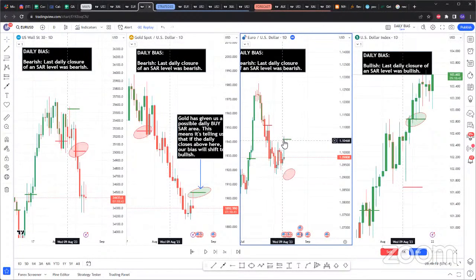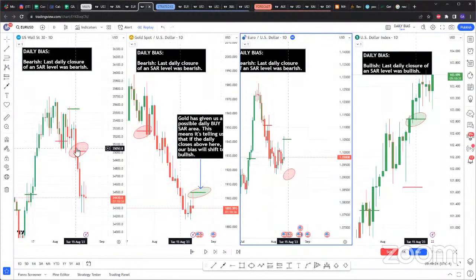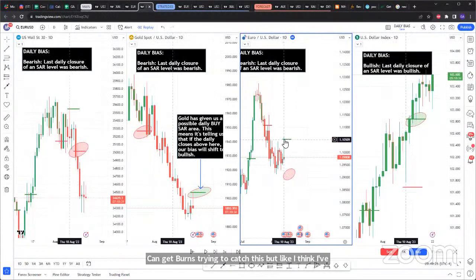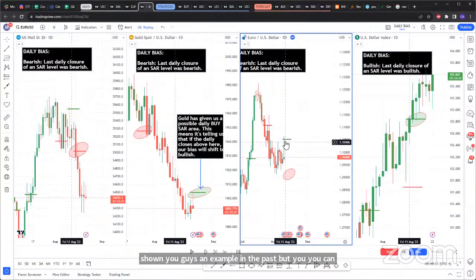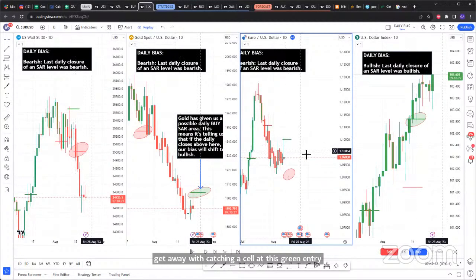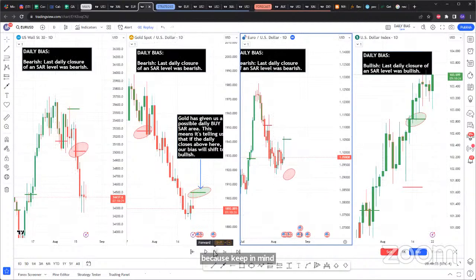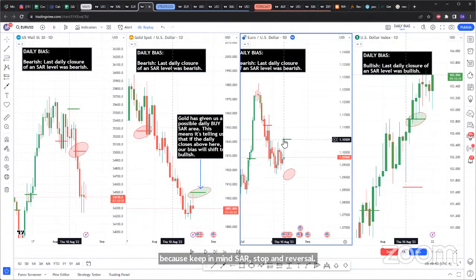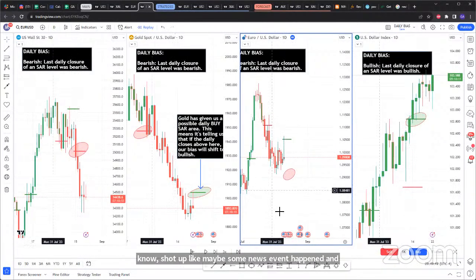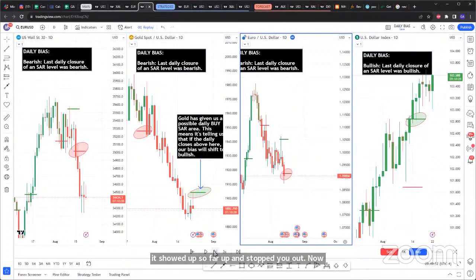Now keep in mind, sometimes you can get burnt trying to catch this, but I think I've shown you guys an example in the past. But you can get away with catching a sell at this green entry, because keep in mind SAR, stop and reversal. The point is, your bias here would still be bearish. The worst thing that could have happened here, if you're catching a sell, is if this daily candle shot up, maybe because some news event happened, so far up that it stopped you out. Now here again, still would have been looking for sells.